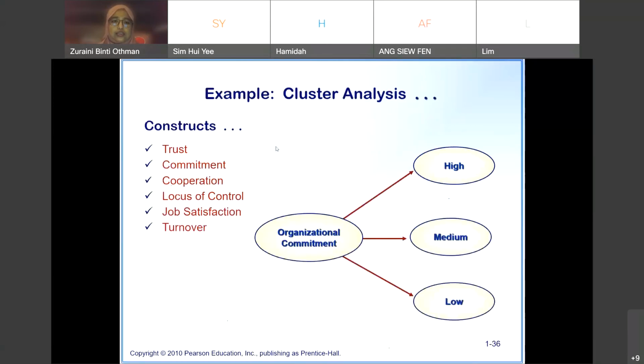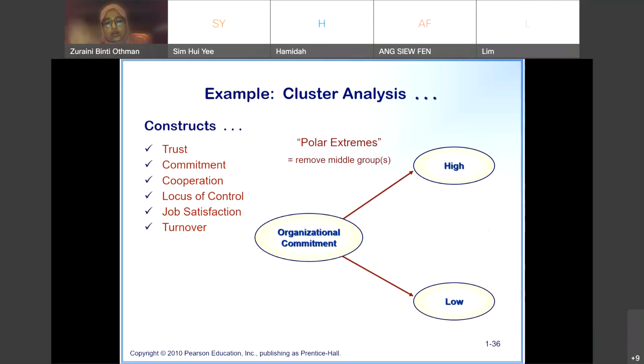Okay, then the cluster analysis example with contract, trust, commitment, cooperation, locus of control, job satisfaction, turnover. Okay, this is organizational commitment, whether it is high, medium, or low. If we take out the medium in this cluster analysis, we call it a polar extreme, which has only two groups, which is high and low.